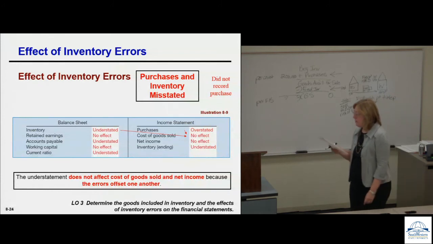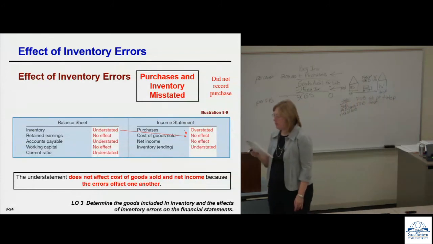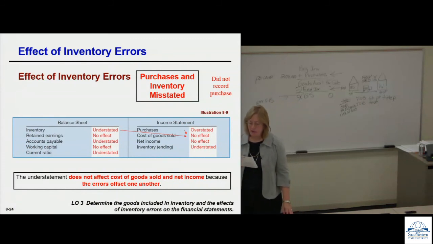All right, so going on the third one, not included in the count were 25,000 purchased FOB shipping point. Is that our inventory, Angela?